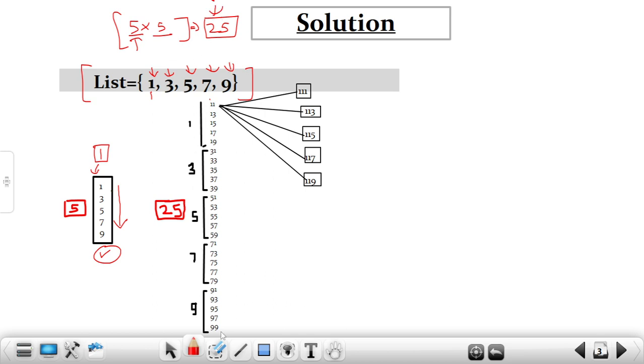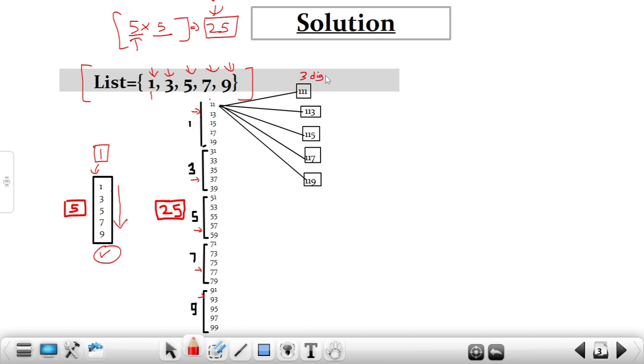and you can see that I have written all the 25 numbers here. First, we have the numbers starting with 1. These are the numbers. Then we have numbers starting with 3. Then we have the numbers starting with 5. We have the numbers starting with 7 and then 9. Fine. Now, what about 3 digit numbers?